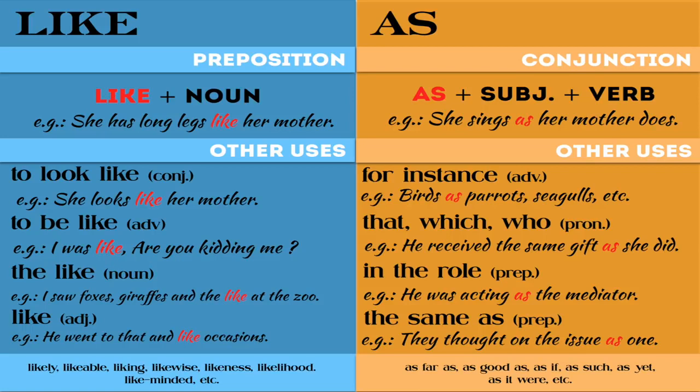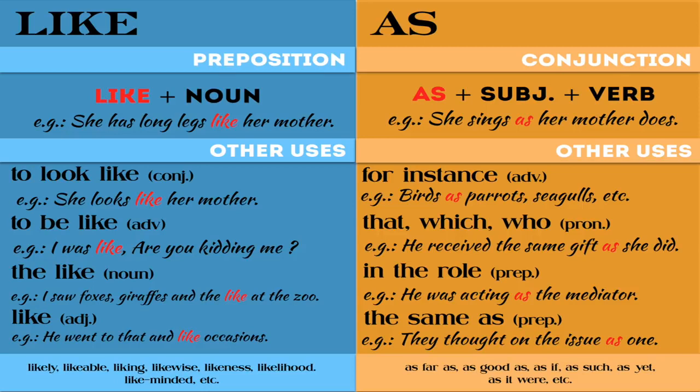As, instead, is a conjunction. So as is followed by a subject and then a verb. The example: she sings as her mother does. As is followed by a phrase, basically, so subject plus verb. Let's look at other uses.